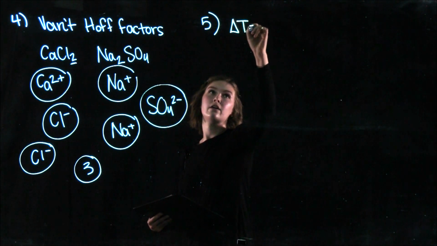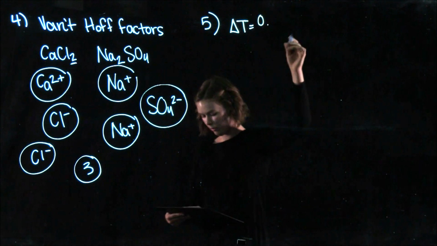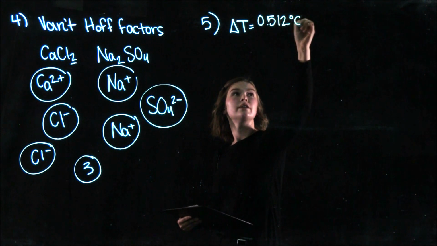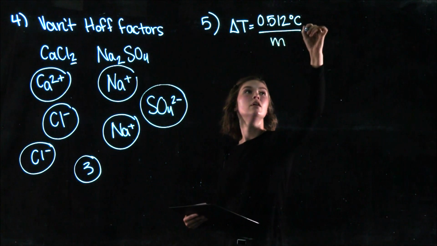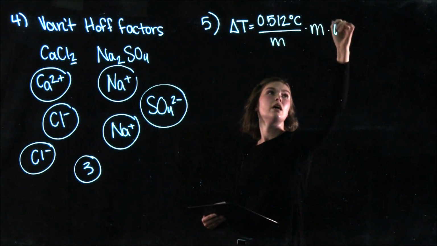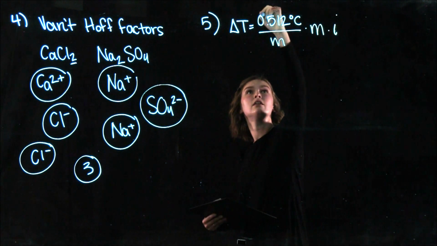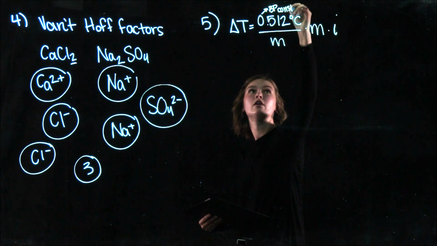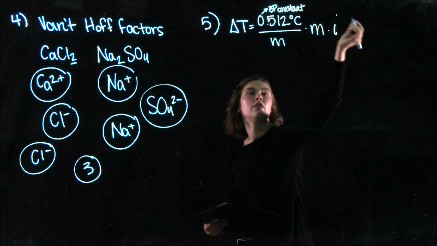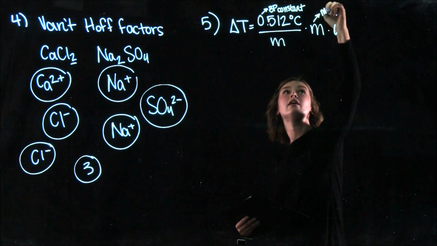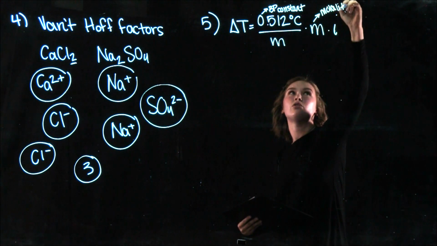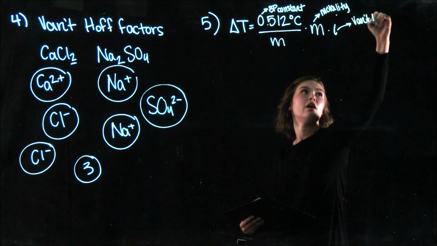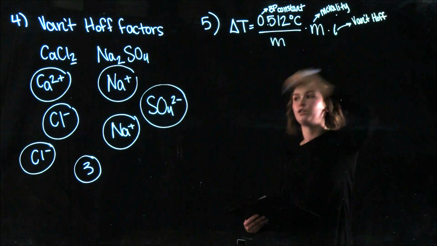So that equation is 0.512 degrees C over m times i. This is your boiling point constant for water. This is molality, not to be confused with molarity. And this is your Van Hoff factor, which we did over here.